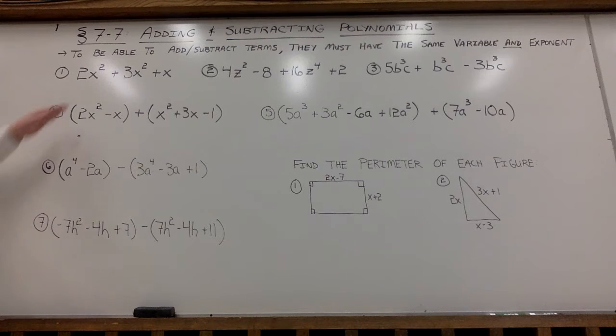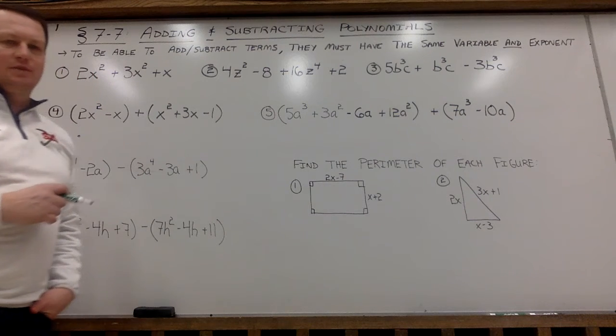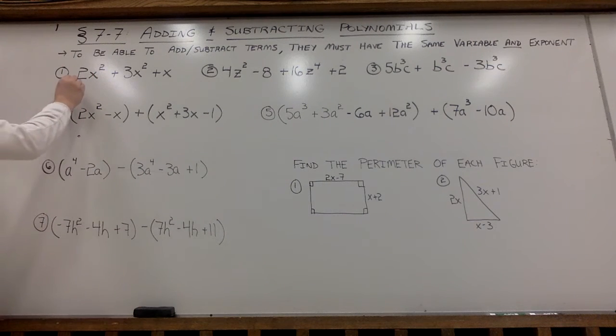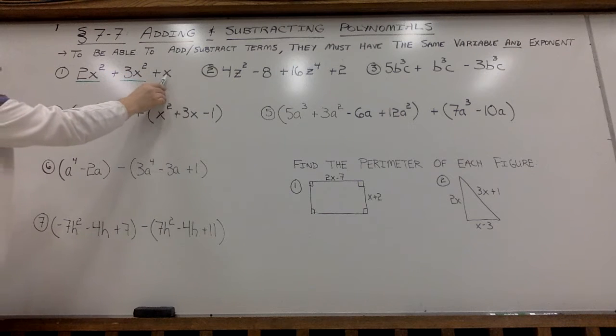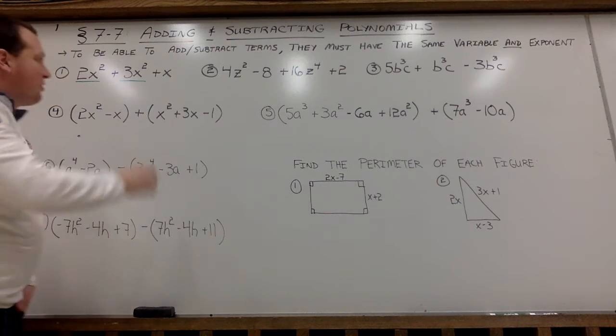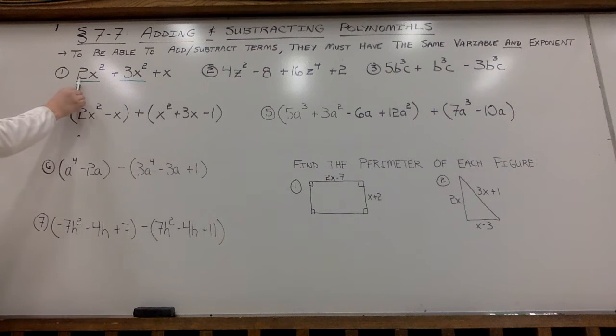Example 1: I have a 2x squared, a positive 3x squared, and a positive x to the first. I'm looking to see which terms are like, meaning which terms have the same variable, the same letter, raised to the same power. I've got a 2x squared here. I can put with it 3x squared, but this single x is not like the first two because it is not raised to the power of 2. If I start with 2 and add 3, I am going to have 5x squared.